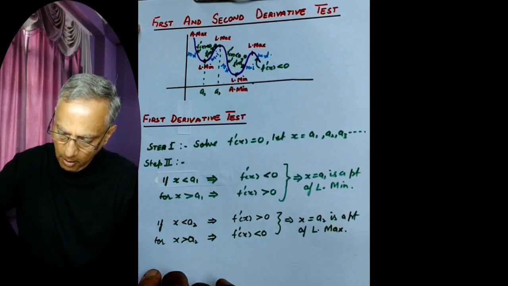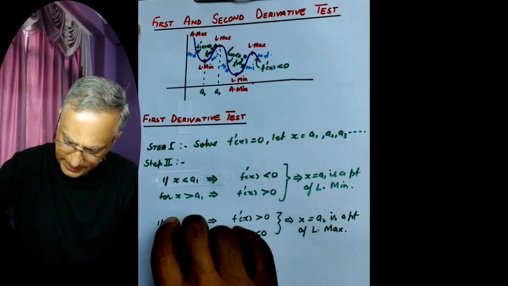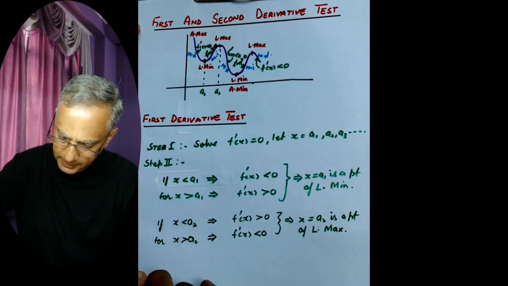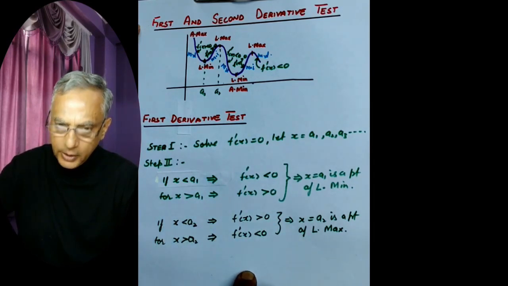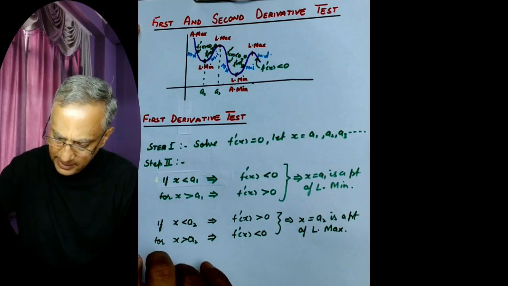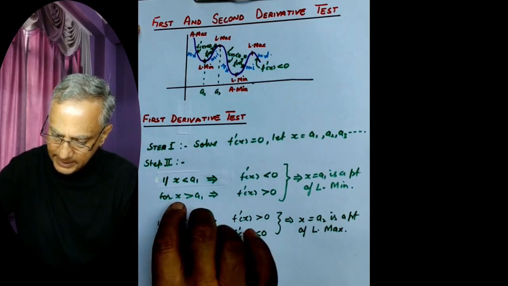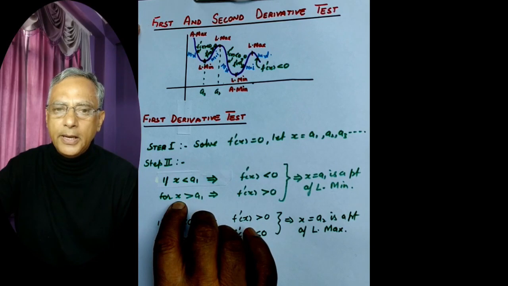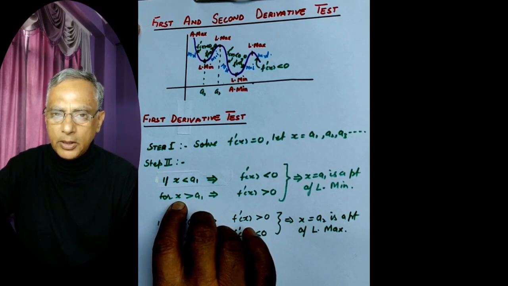If it changes from rising to falling, that is derivative is positive to negative, then the shape of the graph will be like this, and this will be the maximum value in its neighborhood. Therefore this will be the local maximum.